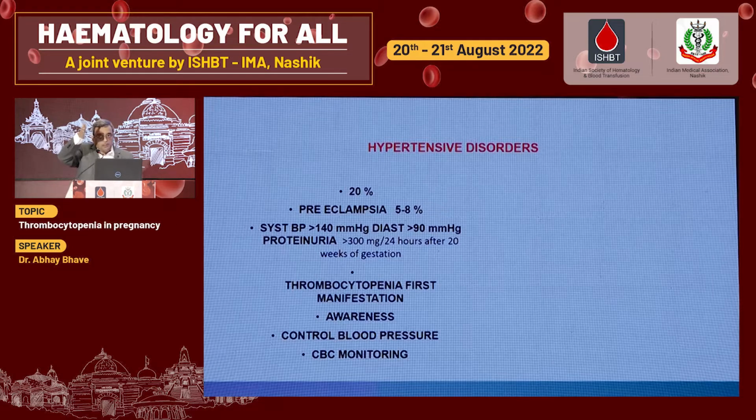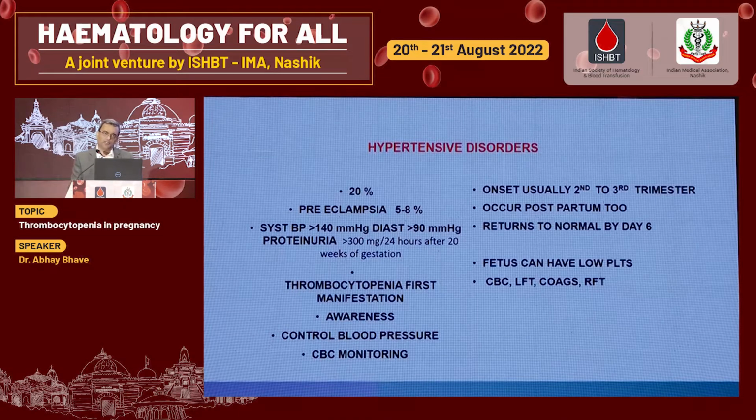And if you don't stem it at that time, it's going to go to something worse, and we'll see that spectrum. So thrombocytopenia may be the first manifestation of this preeclampsia. BP may be normal, but the platelets are dropping. You'll notice it was normal, and now it's dropping. So suspicion has to go up, saying awareness is needed. We have to now control the blood pressure immediately and start monitoring the CBC even earlier.